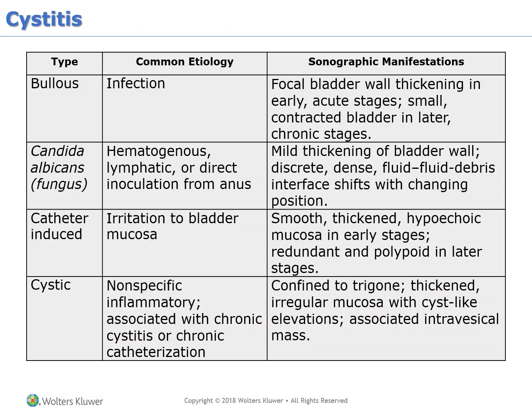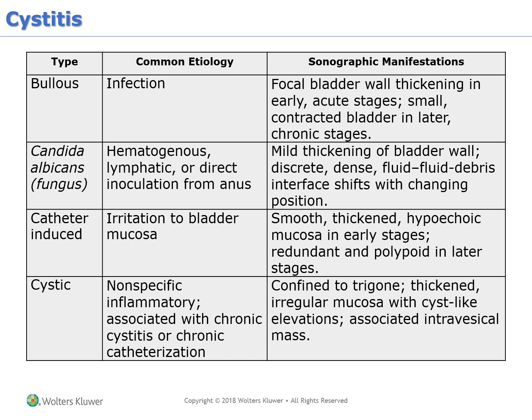Okay. If you want to look really specifically at the type of cystitis, it can be classified into bullous, where that's just an infection. And in this case of bullous infection, it would usually be focal bladder wall thickening in the early and acute stages, whereas if it goes on long term, the bladder may become small and contracted, kind of like those chronic disease processes of the liver and the spleen and the kidneys, where over time it's under so much assault, it kind of gives up, fibroses and shrinks.